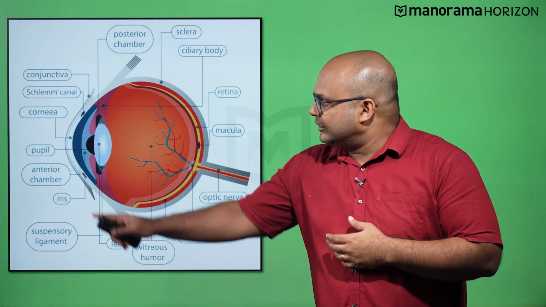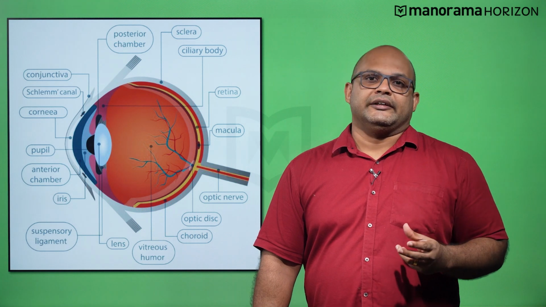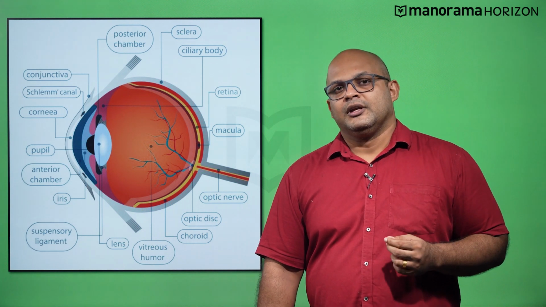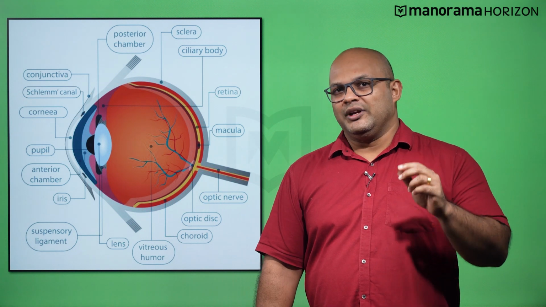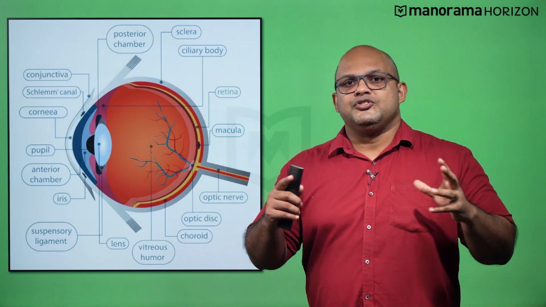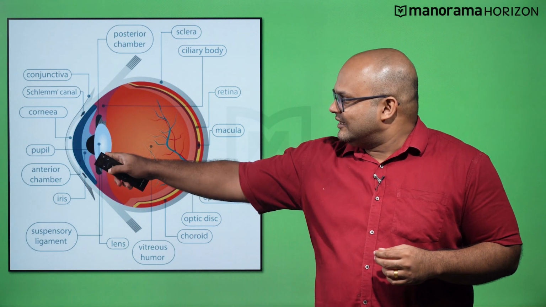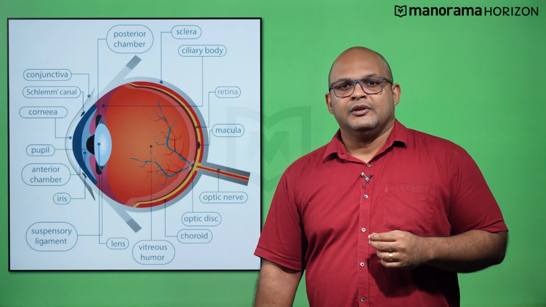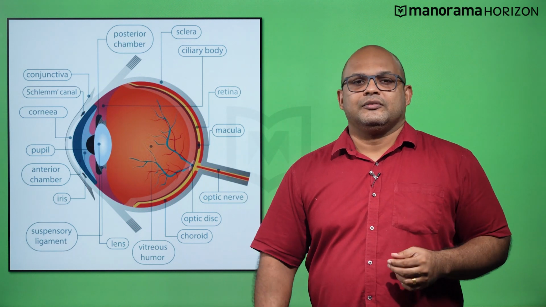Number 1, the cornea. The cornea is the front surface of the eye. It is transparent. 2, the pupil. It is the central hole in the iris whose size can change under the control of muscles. Next we have the lens of the eye, which is transparent and can change its thickness with the same muscles.